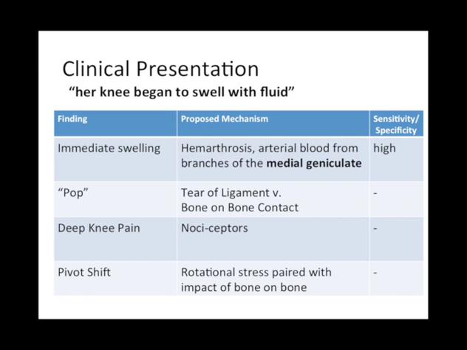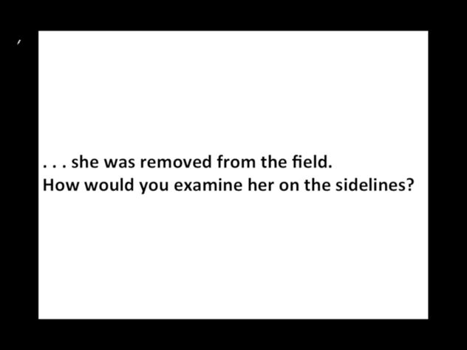The pop is another common feature. There are two proposed mechanisms for that. One is the tear of the ligament itself. The ACL can withstand or tolerate several thousand newtons worth of force, and like a leash, when it snaps, produces a sound. She was removed from the field. How would you examine her if you were there on the sidelines?